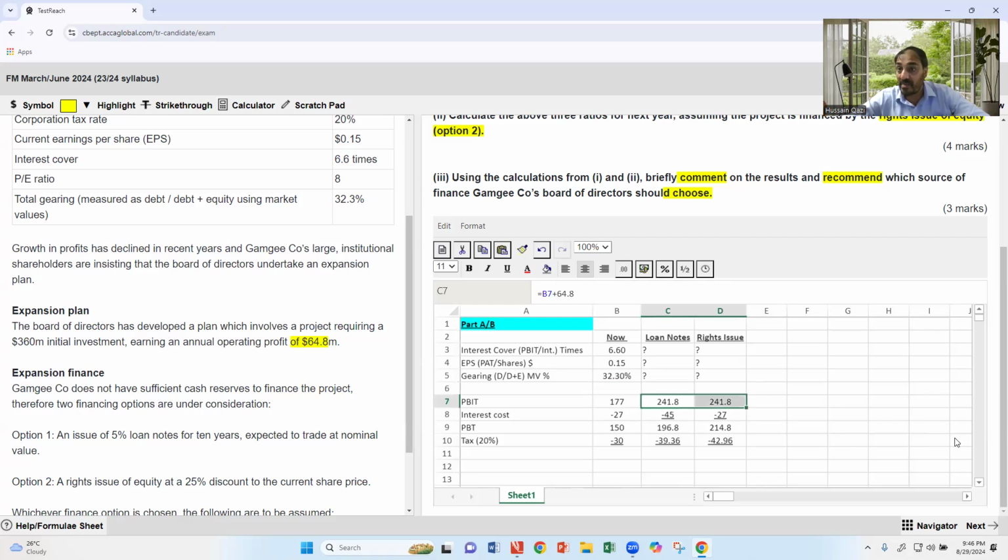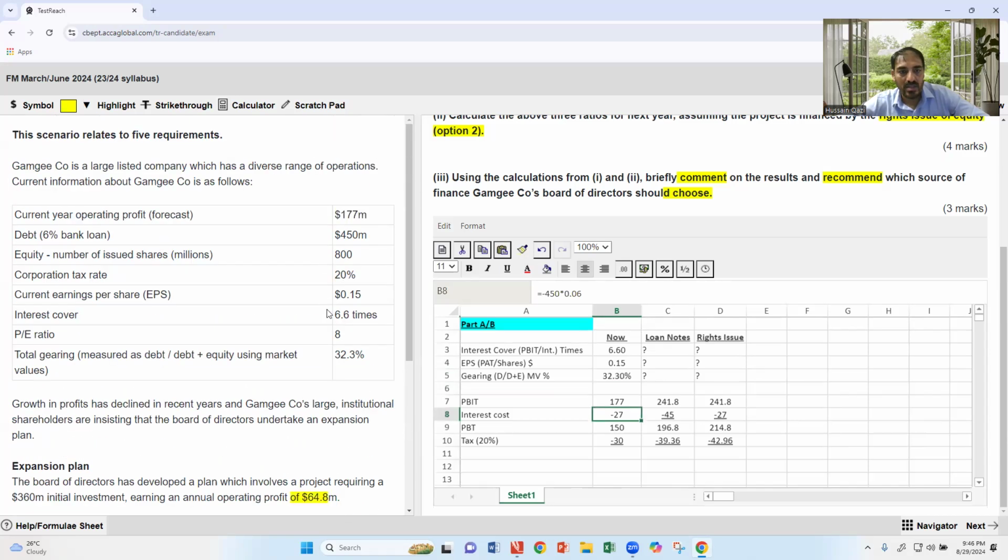PBIT in both cases remains same. That's the loan notes, debt finance, and the equity finance. Now the interest cost, minus 27. How to calculate minus 27? Currently 450 million loan multiplied by 6%. That's 0.06. Very simple.